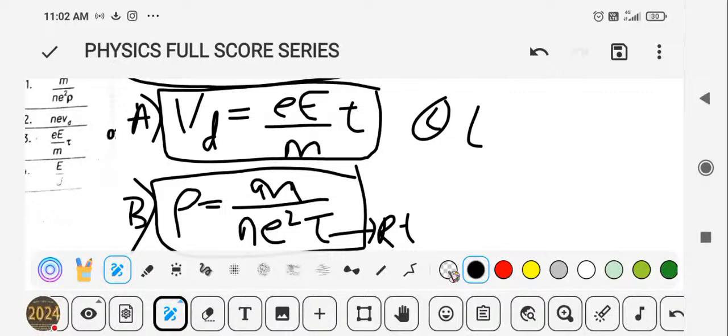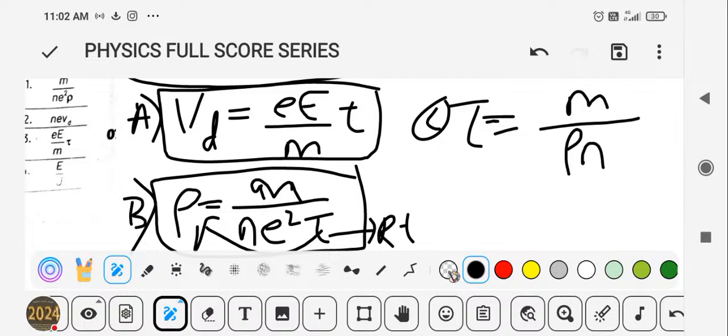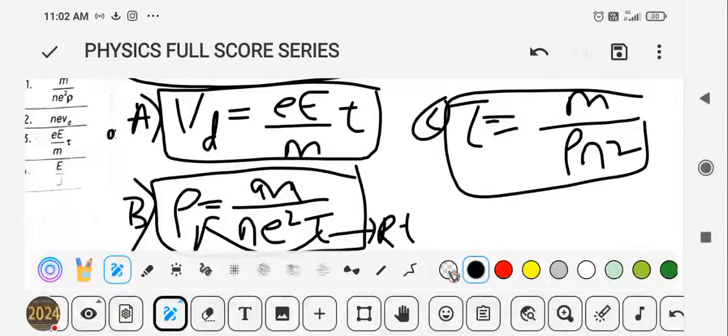Next, for the third one, relaxation time, they are asking the tau relation. What is the tau relation? Tau is given by the same formula. Just make tau the numerator and take rho down, then you will get m by rho n e square. Both are in inverse relation only. The second and third ones have n e square.